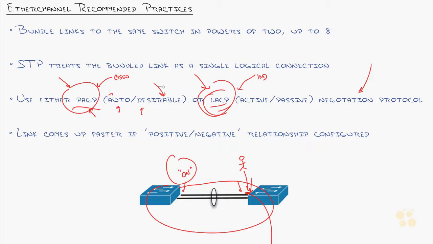So the modes: auto, desirable, right? Desirable is like, oh, I want to be a trunk, or I want to be an Etherchannel. Auto's like, I'm kind of passive. Like I could go that way, I could go the other.